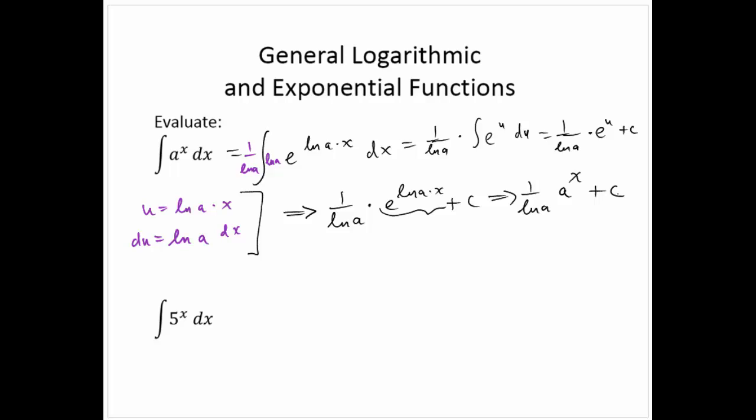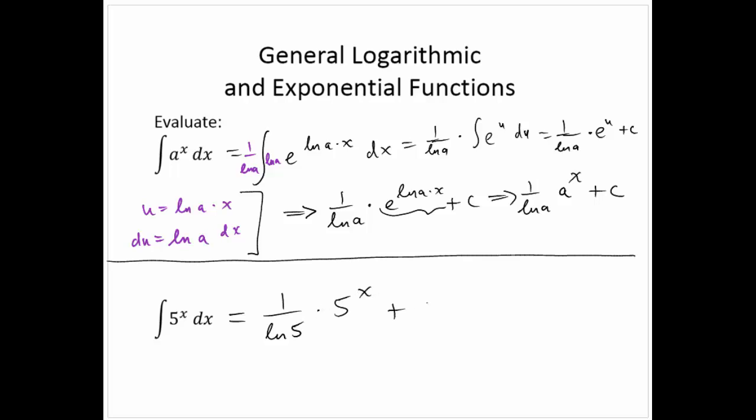Now, of course, you don't have to go through this every time. You can memorize this. If you don't memorize it, you should know the technique on how to approach this sort of exercise. So, for example, if I have the integral of 5 to the x dx, I can just say, well, this is 1 over the natural log of 5 times 5 to the x plus a constant.